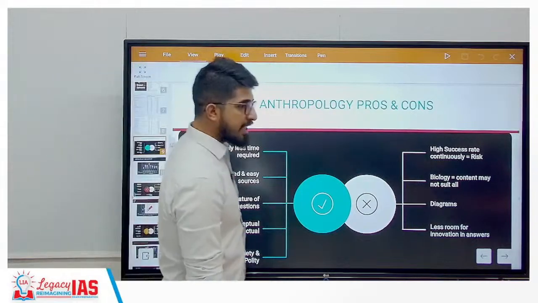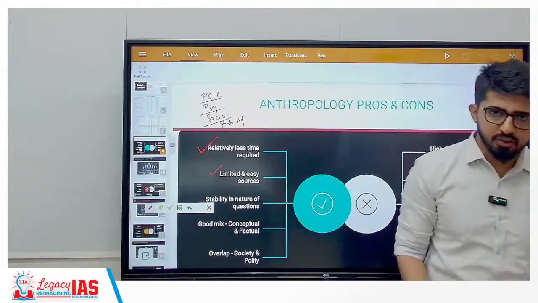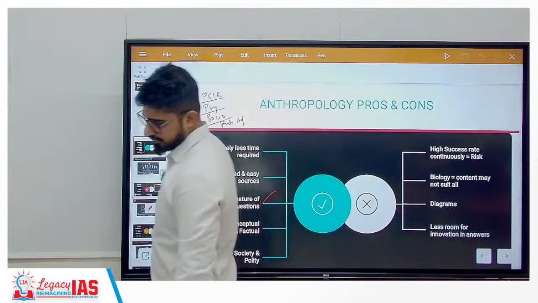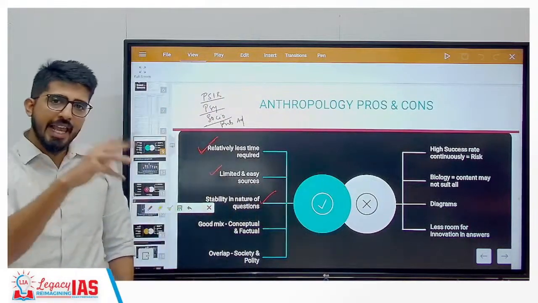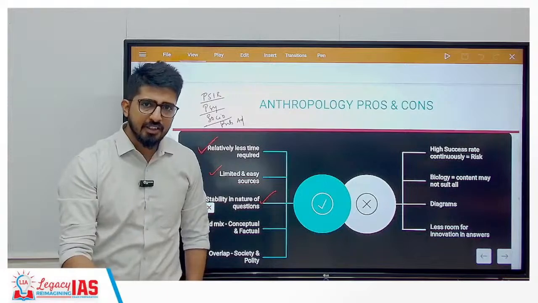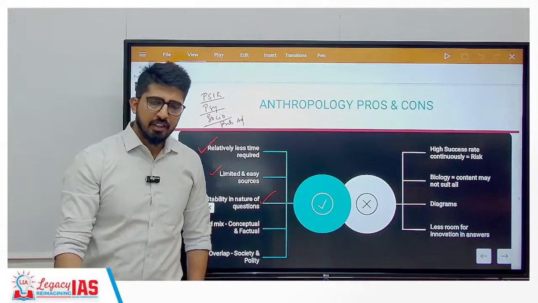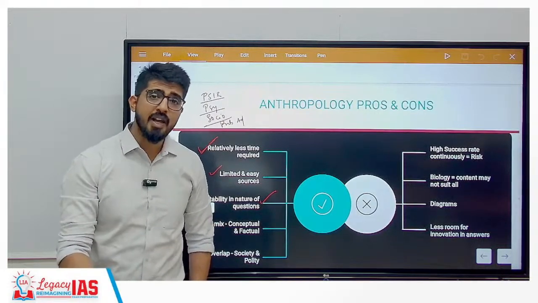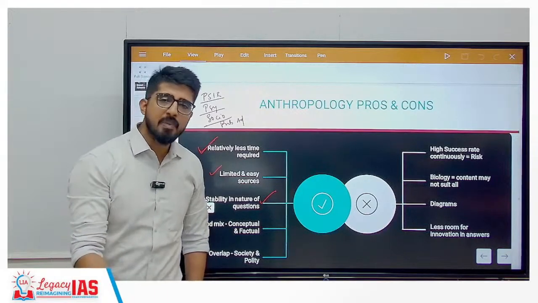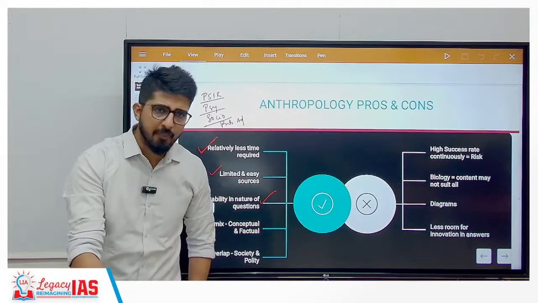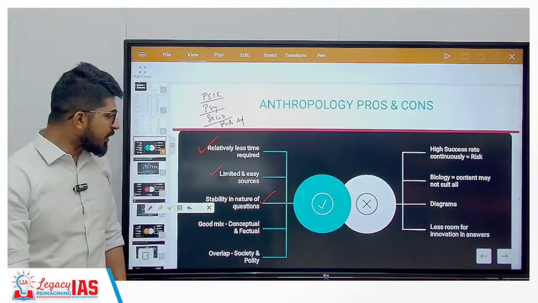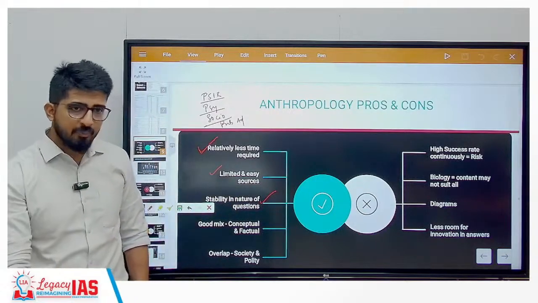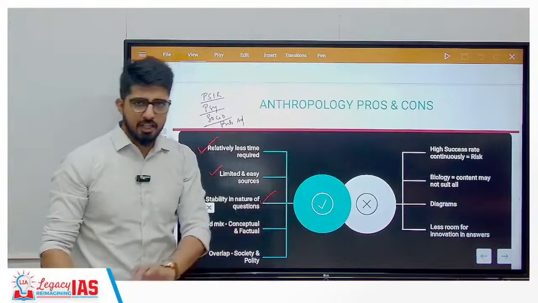Limited number of sources and easy to find the sources. The nature of the questions is quite stable. That is, the areas from where the questions are being asked have remained almost the same. So you see that, even in your GS, there are some areas where there will be questions for sure. For example, in geography, a monsoon related question is for sure. Pretty much the same way in anthropology as an optional, the questions that come in the paper will be from almost the same areas.